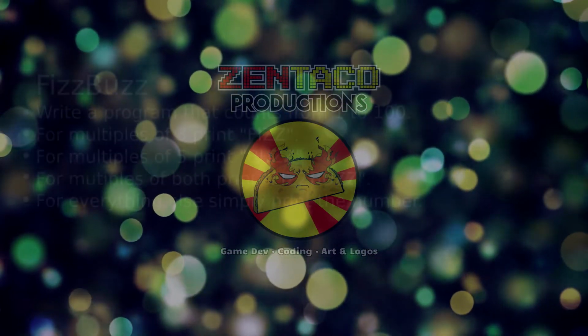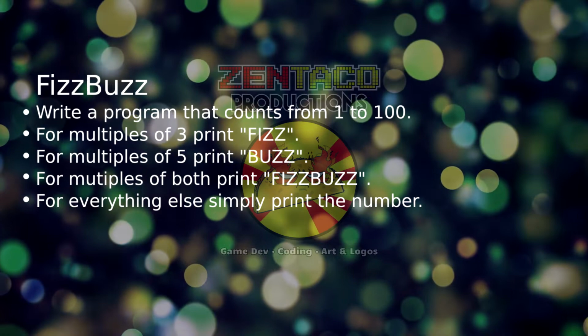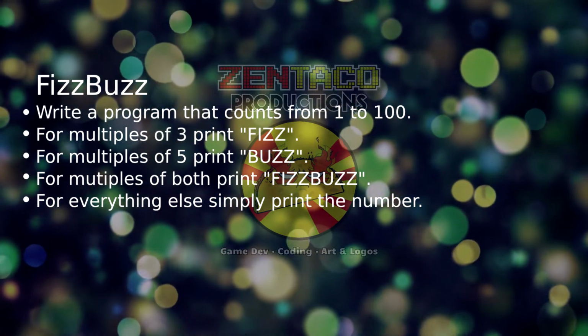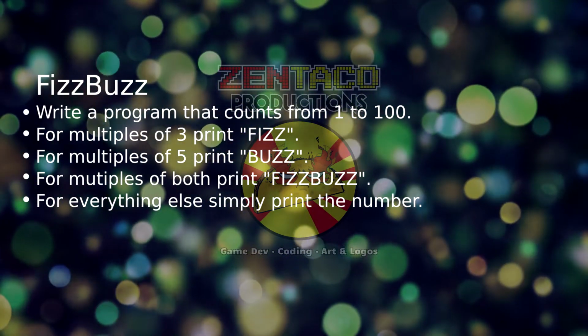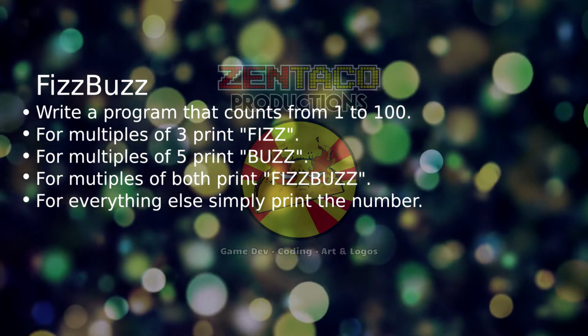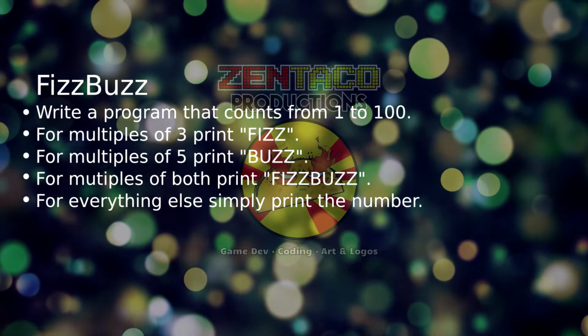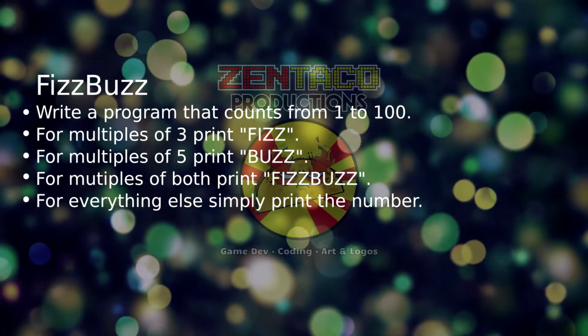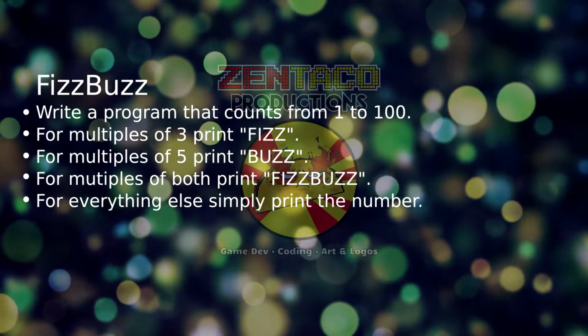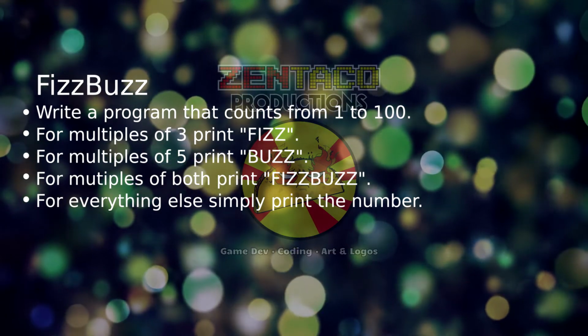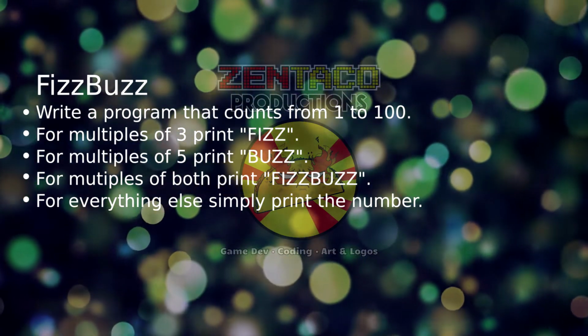Essentially, for FizzBuzz, what you are going to be asked to do is to write a program that is going to print numbers from, let's say, 1 to 100. For multiples of 3, you would print fizz instead of the number. For multiples of 5, you would print buzz. For numbers which are multiples of both 3 and 5, you would print FizzBuzz. For anything else, you would simply print the number.